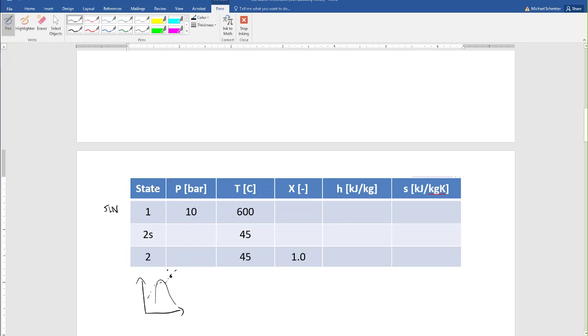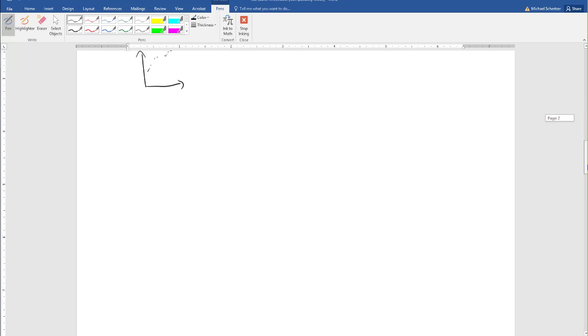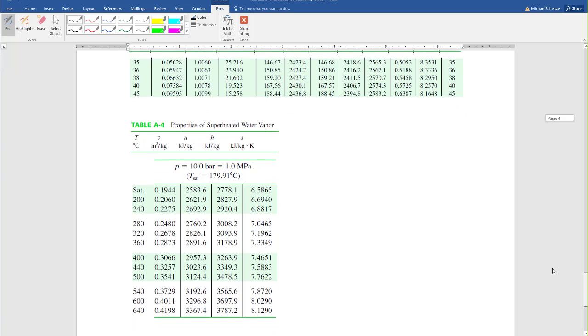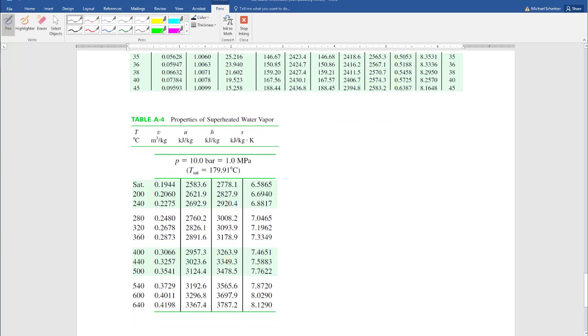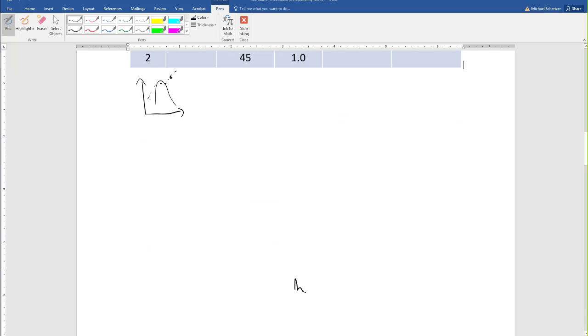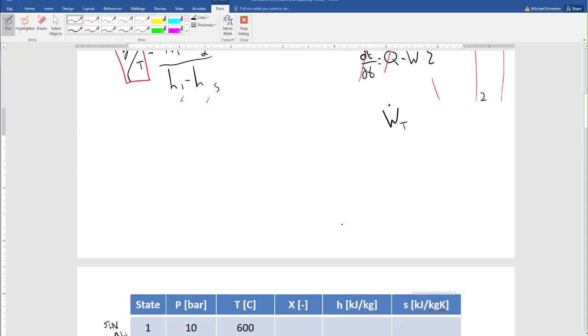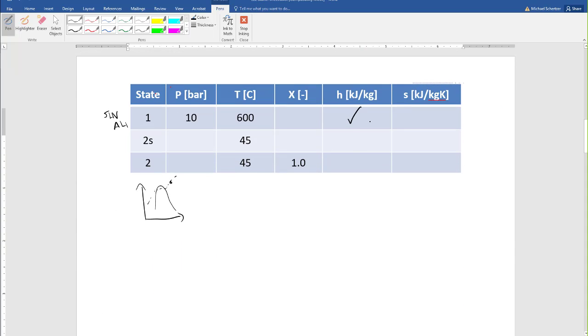It can't be saturated vapor, or if it is, I'm in trouble, because here, 10 bar and 600 degrees, it wouldn't be good, right? So I'm going to assume that this is table A4. So remember, 10 bar and 600 degrees. So I'm going to take this value. So this is my H1, right? So now we know this value here, right? I would also take S1 from there as well.